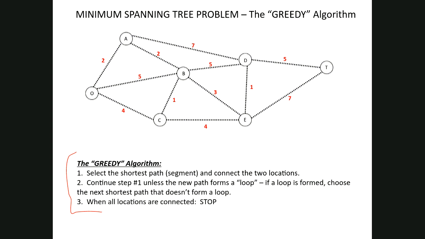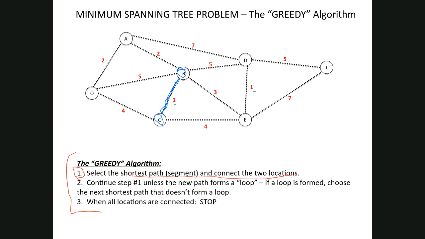So step one is we select the shortest path, the shortest segment, and connect the two locations. That can be any of these segments. I'm just going to arbitrarily choose. We've got two ones, a one here and a one here. I'm going to choose this path B and C. You could choose any, just the shortest, and break ties arbitrarily. So we're going to connect B and C, and it has a length of 1.